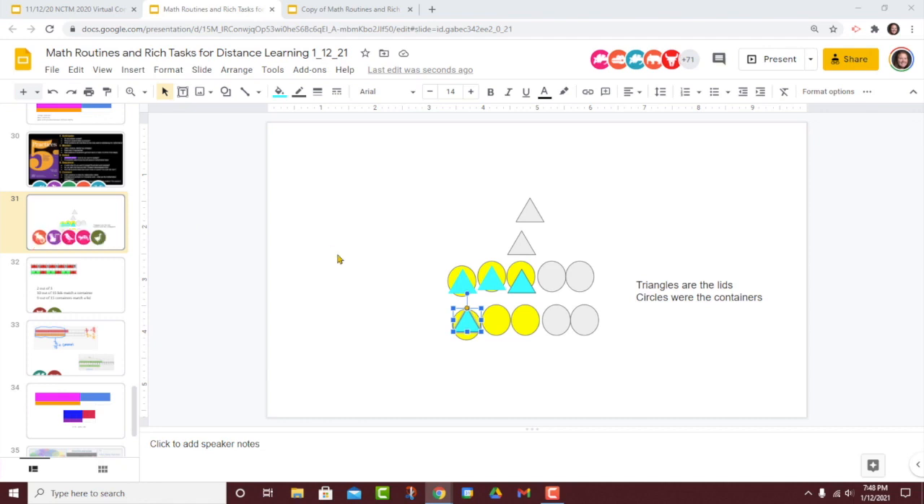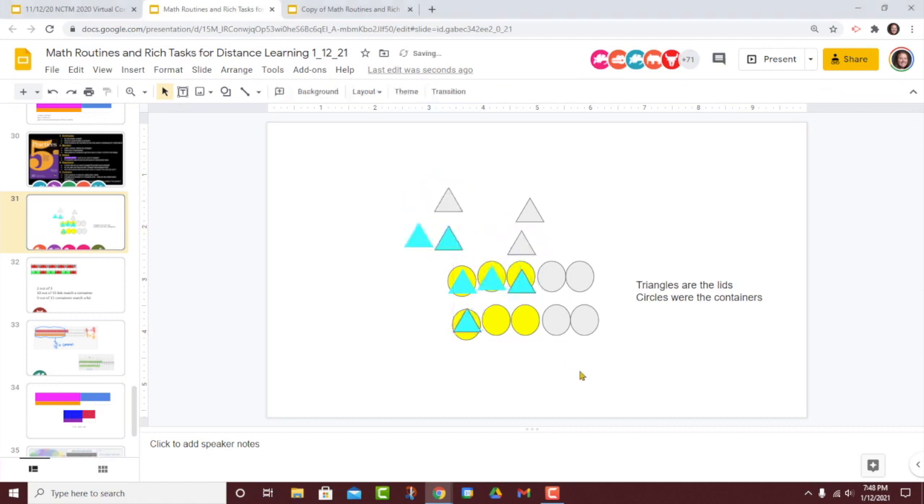If you did the blue triangle set with one triangle, gray triangle one more time, you would have enough lids for those last 2 containers, those last 2 yellow containers. Exactly. There we go. We've got it. We've got lids that match containers.